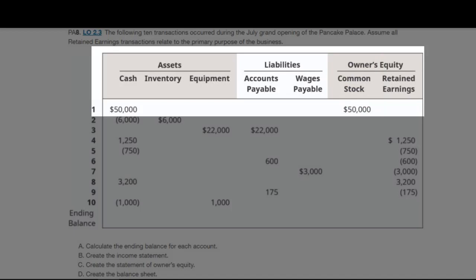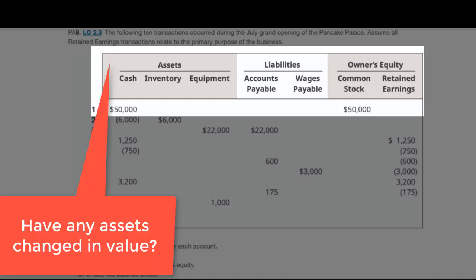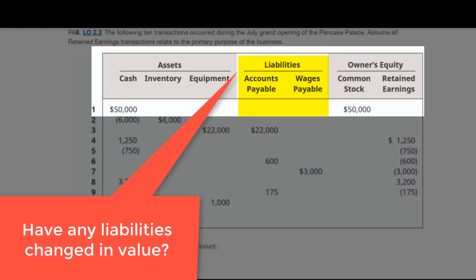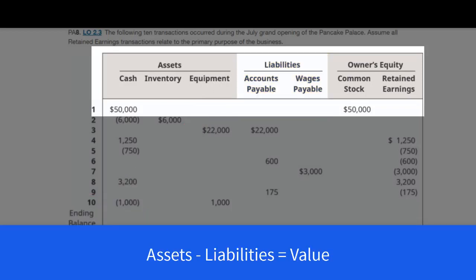And the way you figure this out is as follows. You ask yourself, okay, company just got $50,000 from an investor. Question 1, have any assets changed in value? And the answer is sure. Cash has increased by $50,000. That's why the $50,000 number is in the cash column of row 1. Have any liabilities changed? No. And thus there are no numbers in the liability columns of row 1. Well then, if assets minus liabilities equals value, and if assets increase by $50,000 while liabilities do not change, then value must increase by $50,000 as well.